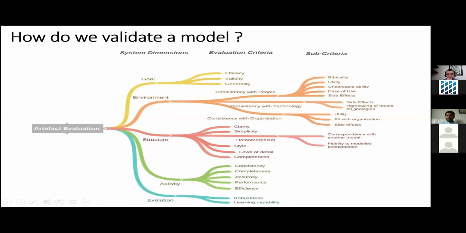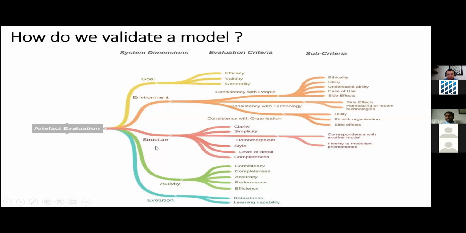Environment in terms of technology is the harnessing of recent technologies. Can it be integrated with other systems? For example, a BIM model, yes, it can. What are the side effects? Do we have to buy something extra? Do we have to hire other people? And finally, the consistency within the organization. So can the system as an organization adopt it, and can we make decisions based on this?